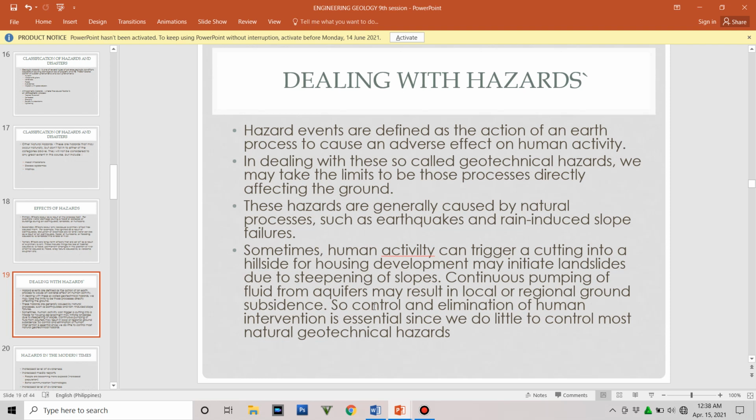So proper understanding and having a well-established scientific basis could be of great factor in dealing with hazards.